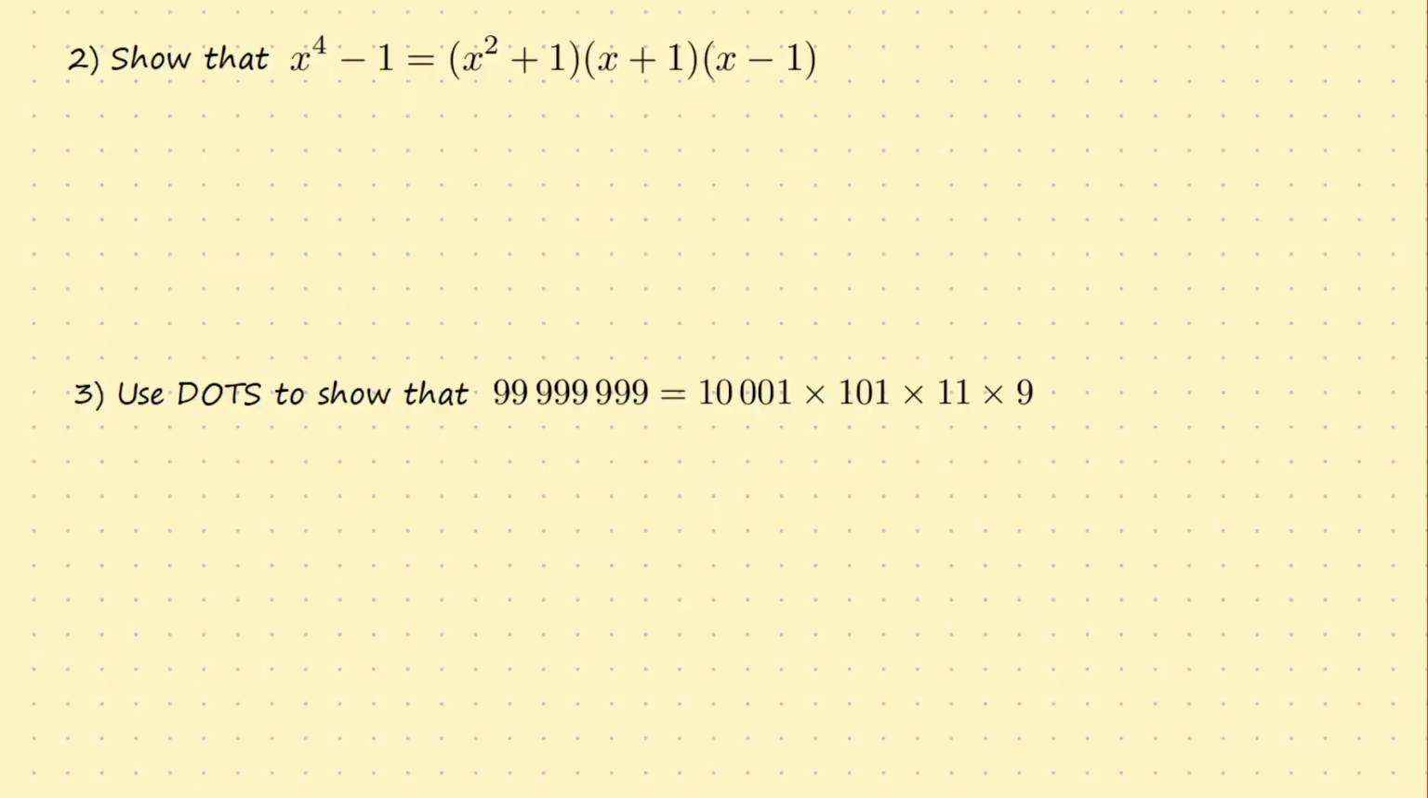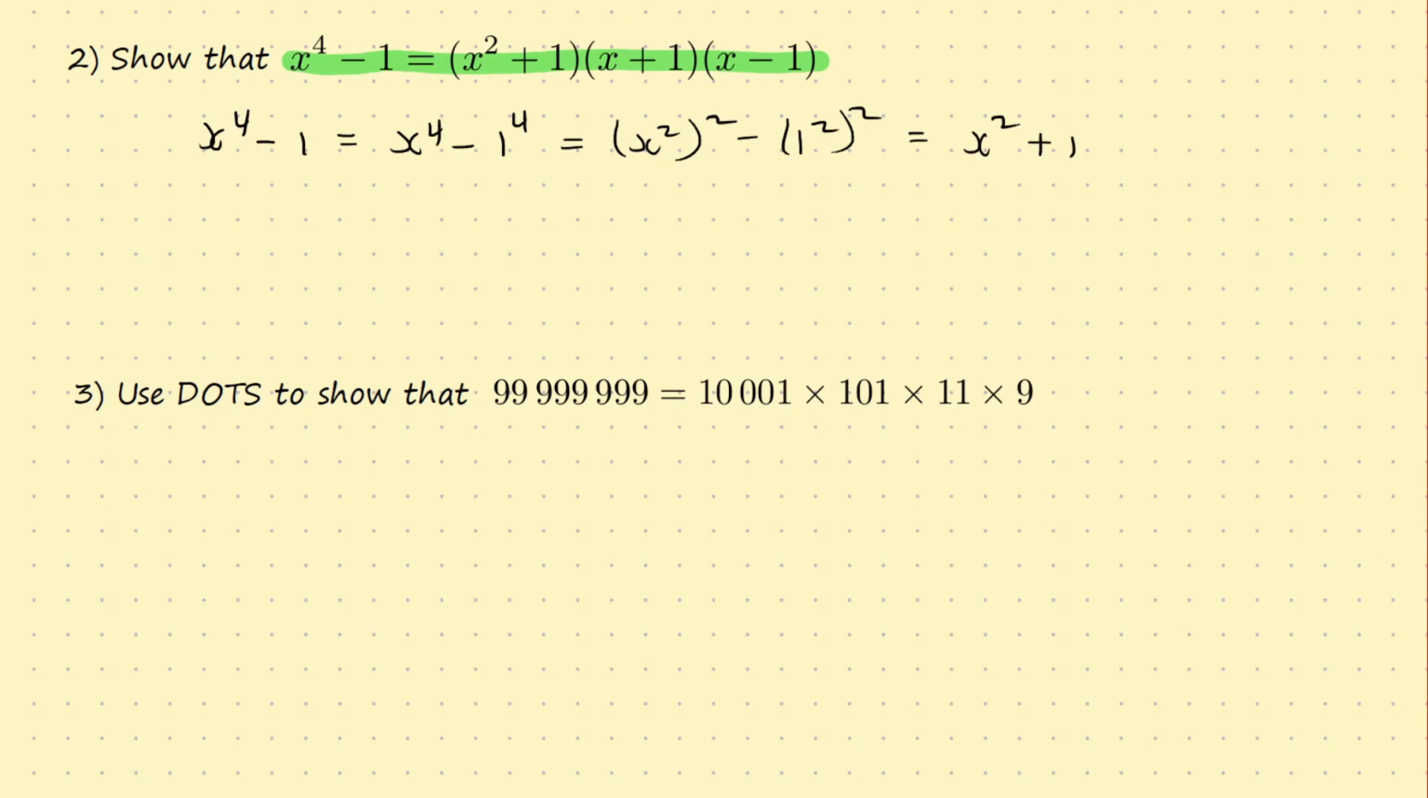Problem 2. Show that x to the 4 minus 1 equals (x squared plus 1) times (x plus 1) times (x minus 1). x to the 4 minus 1 equals (x squared) squared minus 1 squared, which equals (x squared plus 1) times (x squared minus 1), which equals (x squared plus 1) times (x plus 1) times (x minus 1).